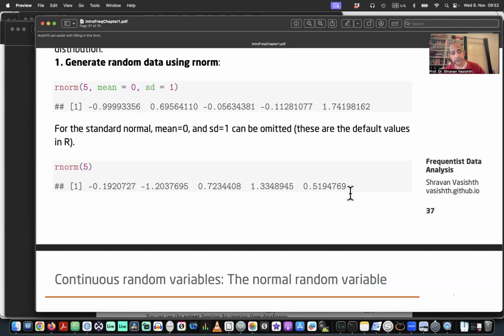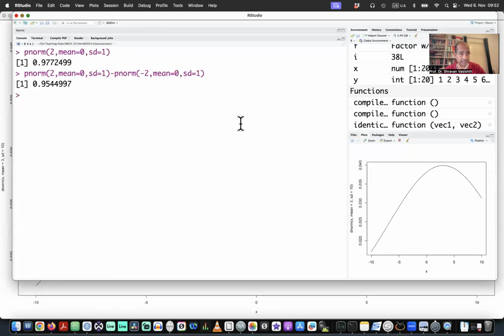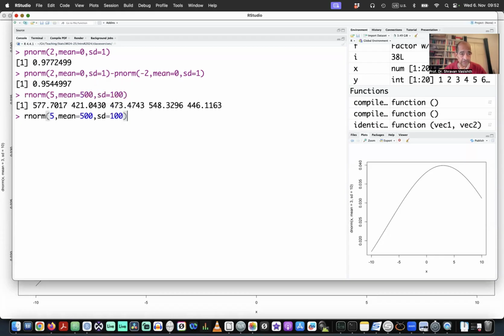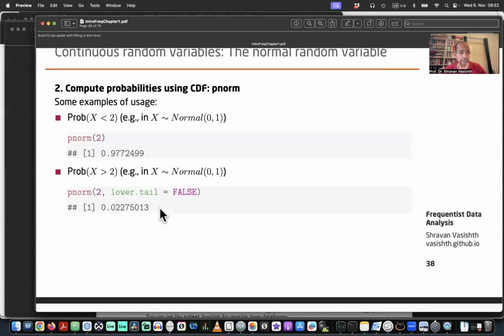distribution. If I wanted to generate data from a different normal distribution with a different mean and standard deviation, right? I want to generate 5 data points from a normal distribution with mean 500 and standard deviation 100. I could do that by defining the mean and standard deviation. But if I don't define anything here for the mean and standard deviation, I'm sampling from the standard normal distribution. Okay, that's what's going on here.